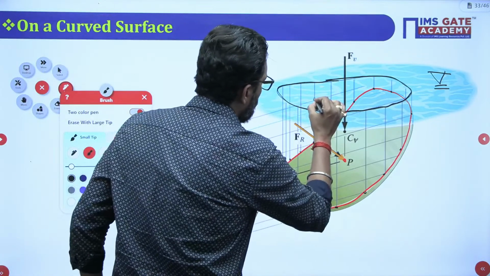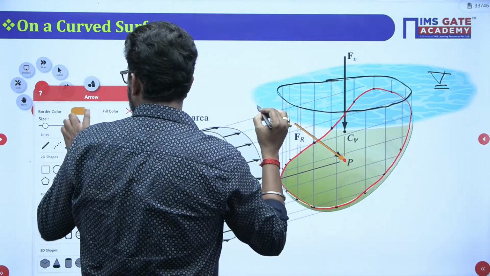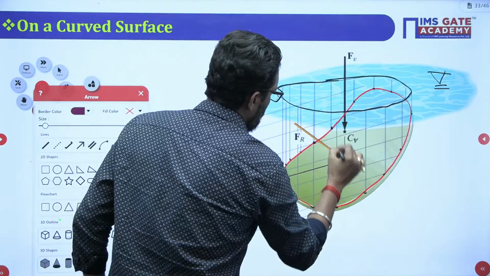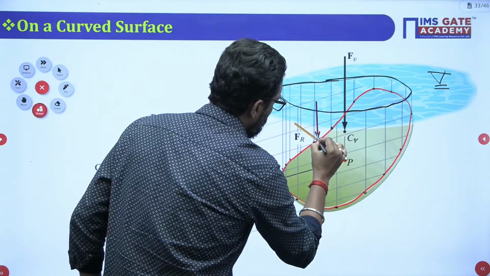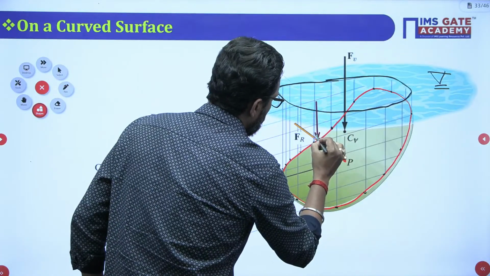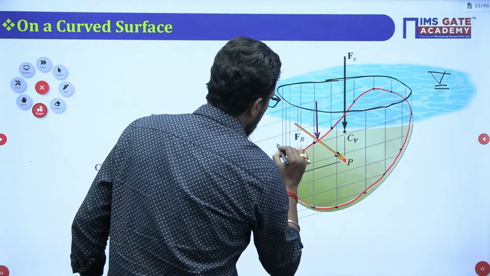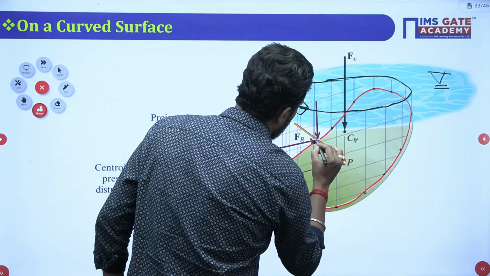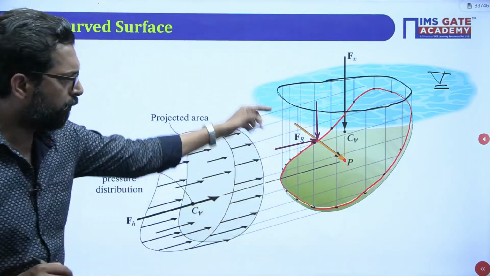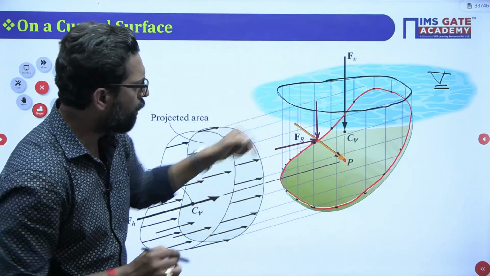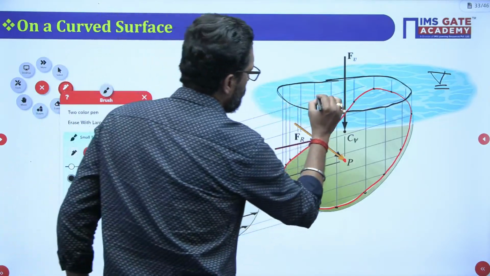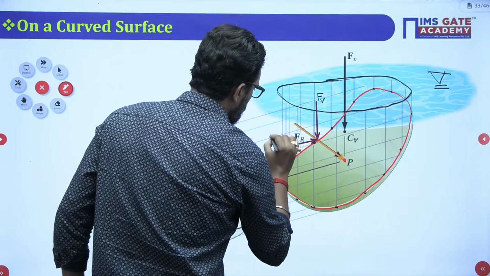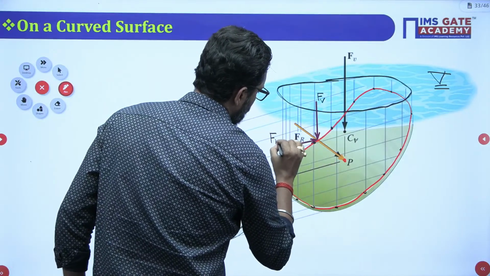One is vertically downward, the other is horizontal. So this force has two components. Yes or not? This resultant force has two components. This is your vertical force, Fv, and this is your horizontal force, Fh.